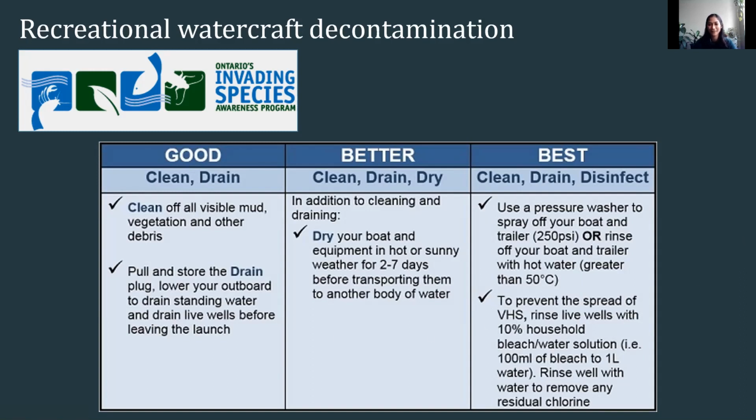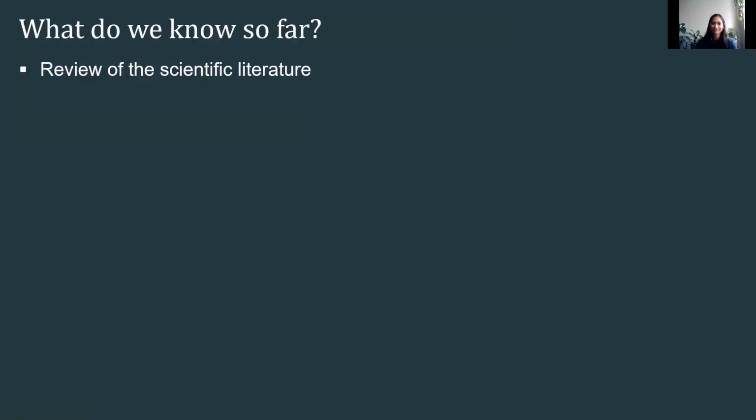To summarize all the text here, the key recommendations are to clean off debris and mud, allowing everything to dry, and washing with hot water or high pressure. The goal of my research project was to determine whether there is enough evidence to support these recommendations. So first, we reviewed the scientific literature on the subject to find out what is known so far.